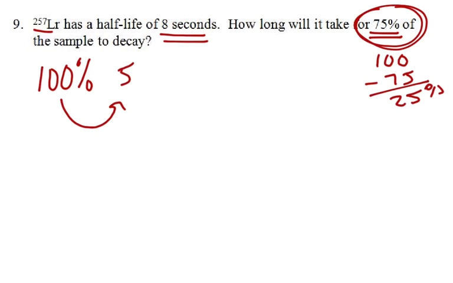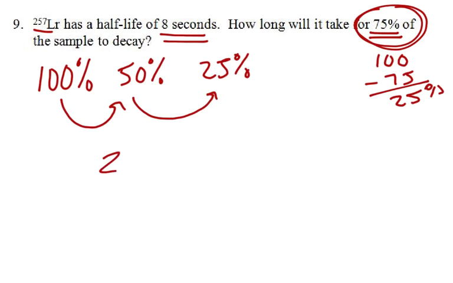One half-life will get us down to 50%, and another half-life will get us down to 25%. So we're only talking about 2 half-lives. So 2 half-lives times 8 seconds for a half-life, the total time would be 16 seconds.